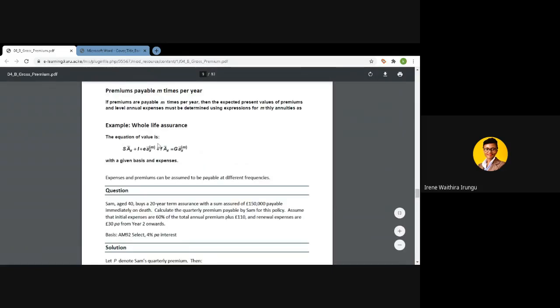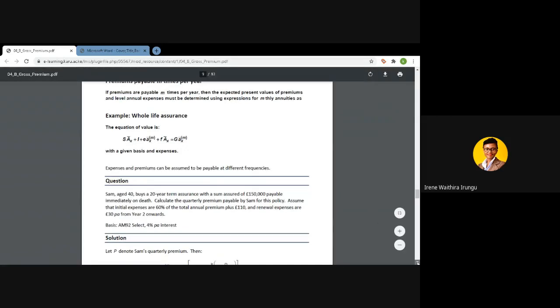We can also have scenarios where premiums are payable M times per year, and our equation of value will change to be in such a form. So this is a case where we're expecting a whole life assurance contract to be paid immediately on death, and that is guided by our A bar here attached to the sum assured. And also, our claim expense will also have it as an A bar. But now in this case, the premiums themselves are payable M times per year. So we have A due MX, like so.